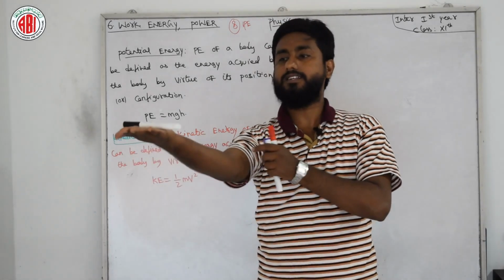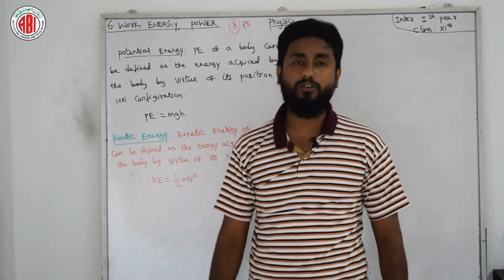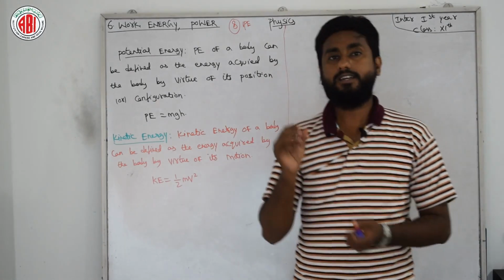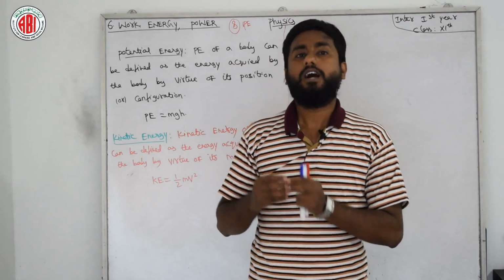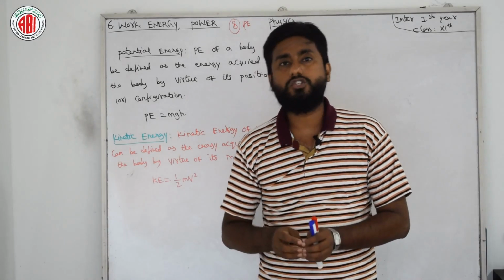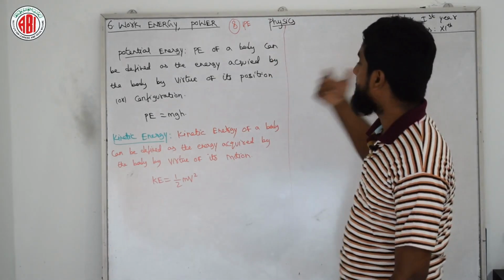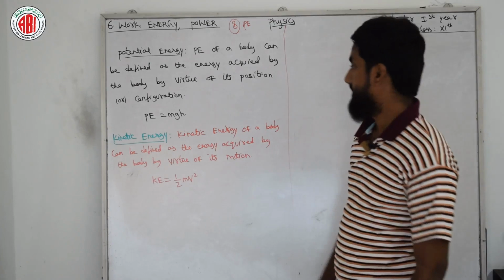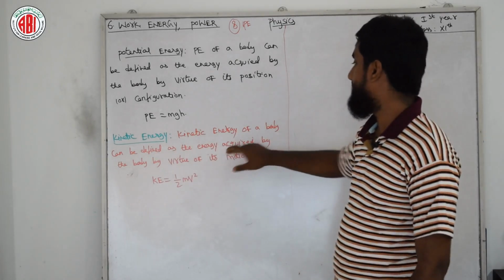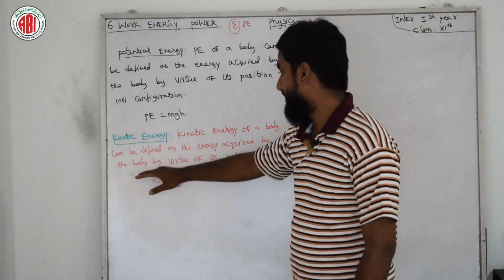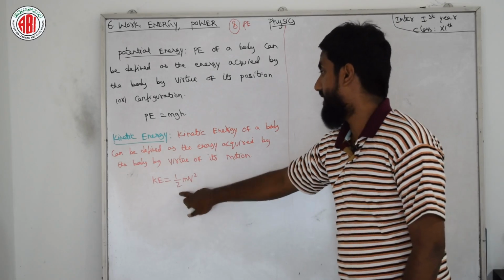Same case, if the marker is coming from here to here, or else it is falling down, then during that duration while it is in motion, the energy acquired is kinetic energy. For kinetic energy we have a simple definition. Kinetic energy of a body can be defined as the energy acquired by the body by virtue of its motion. Kinetic energy is equal to half mv square.